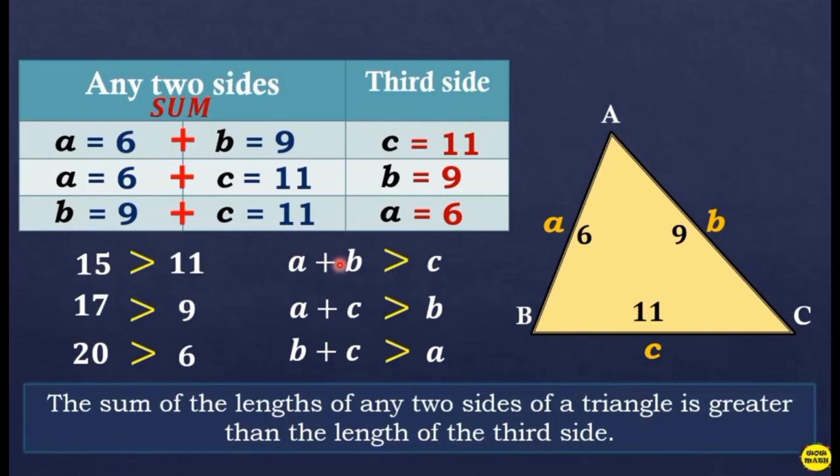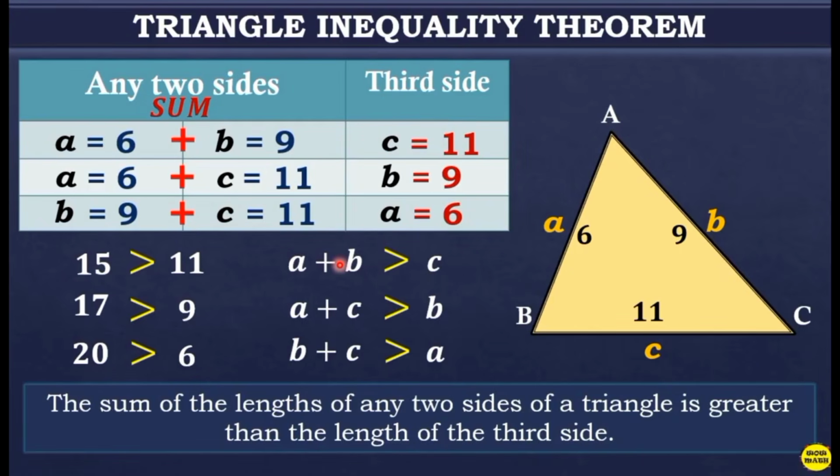Okay? So, we can conclude that the sum of the lengths of any two sides of a triangle is greater than the length of the third side. Okay? And that is all about the triangle inequality theorem. So, tatandaan na for every pair of two sides of a triangle, the sum is always greater than the third side. So, that is all about the triangle inequality theorem.